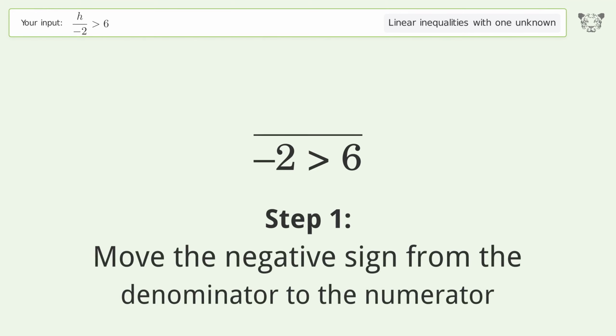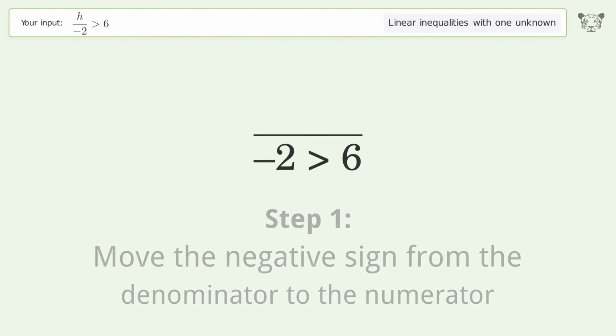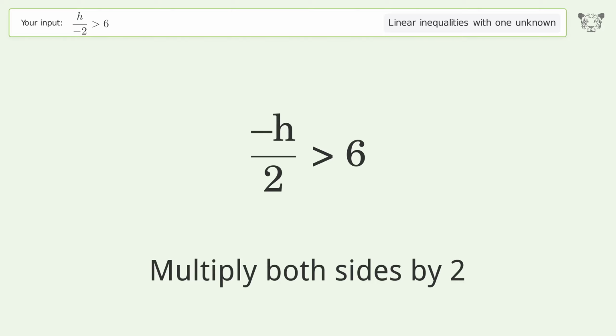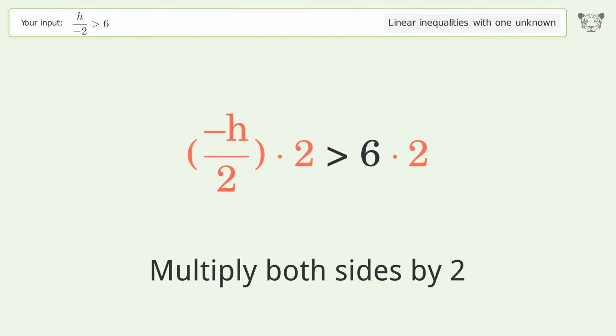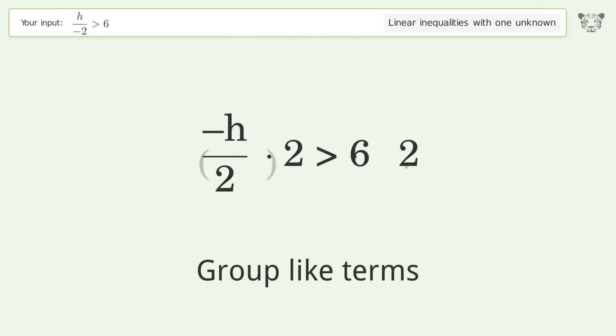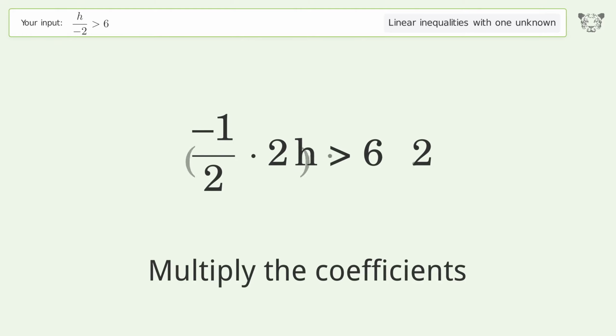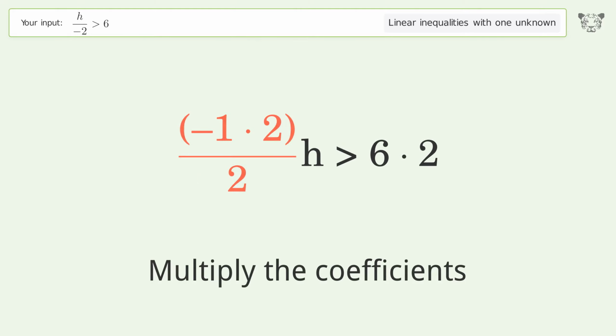Move the negative sign from the denominator to the numerator. Isolate the h. Multiply both sides by 2. Group like terms. Multiply the coefficients. Simplify the arithmetic.